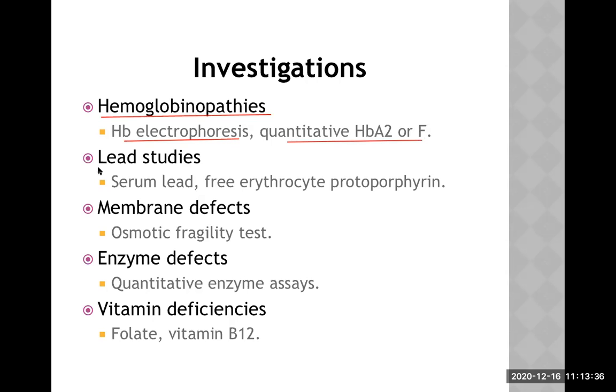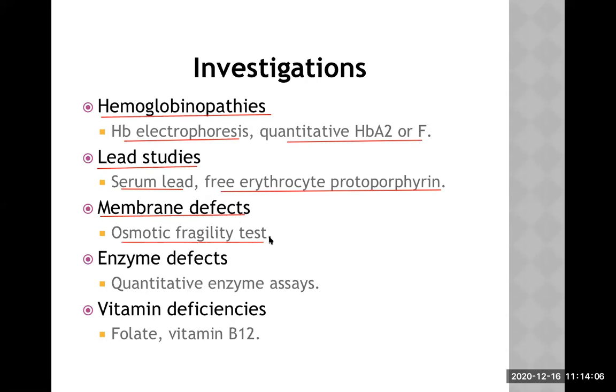Now, lead study is another one. If you think this is lead poisoning, just go for the serum lead level or go for free erythrocyte protoporphyrin. This protoporphyrin is a metabolite of heme. So free erythrocyte protoporphyrin is increased in case of lead poisoning. Membrane defect test is done by osmotic fragility test.